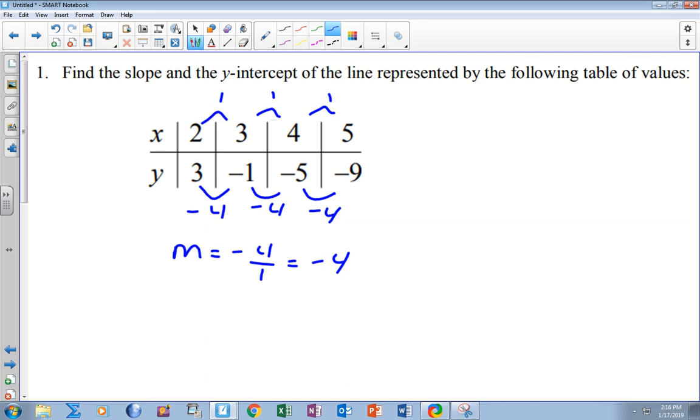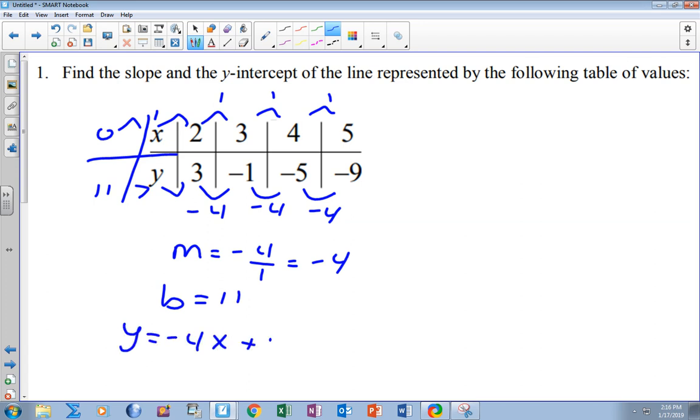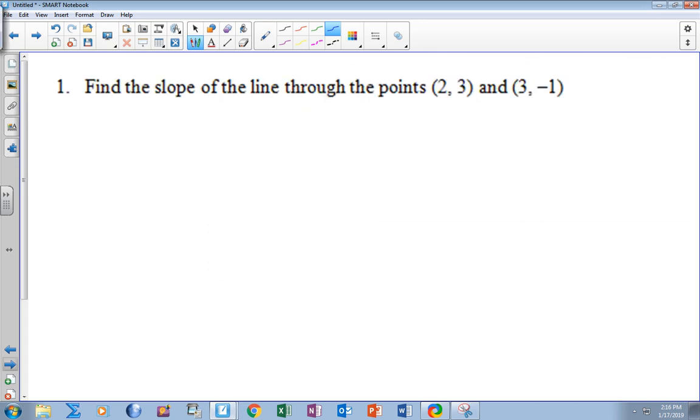So to find your y-intercept, you can work backwards in the table. So you could have gone back to 1 and then back to 0, right? You could have worked backwards. So you could have added 4, that would have given you 7, and then added 4 again to get 11. So then your b would be 11, right? So you'd have y equals negative 4x plus 11. You also could have just picked another point and plugged it into slope-intercept form and solved that way. I'll show you that method on the next one.